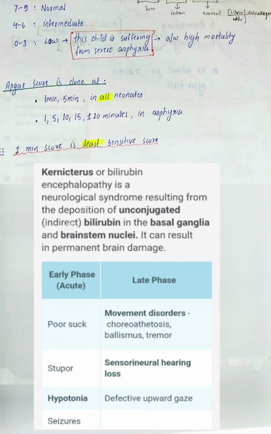Second thing, let's talk about kernicterus. Kernicterus is basically a complication of jaundice, seen due to the deposition of unconjugated, indirect bilirubin in the brainstem and basal ganglia. Since the brainstem has lots of nuclei, for example the third nerve, there will be upward gaze palsy. Since the basal ganglia is affected, there will be movement disorders: choreoathetosis, ballismus, tremor. But the brainstem and basal ganglia are affected in the late stage of kernicterus.